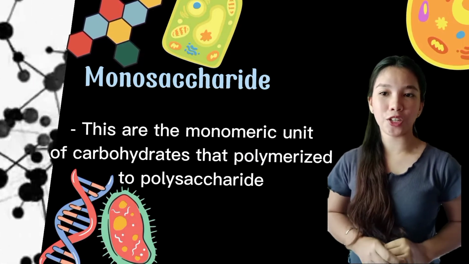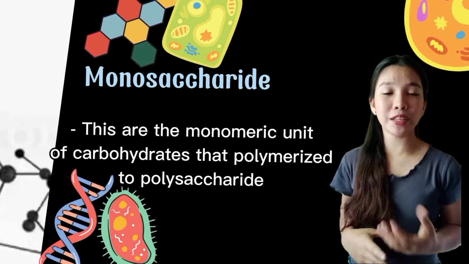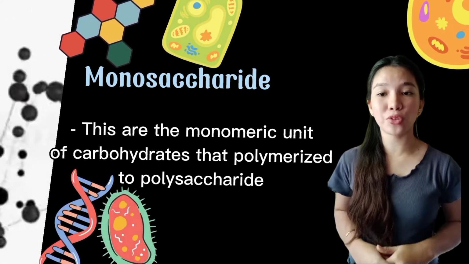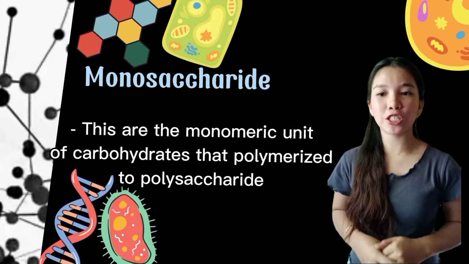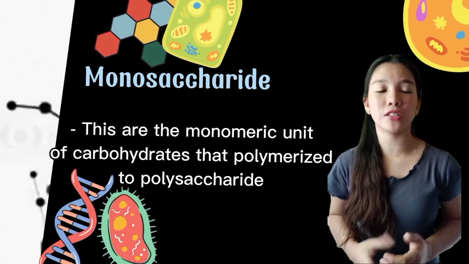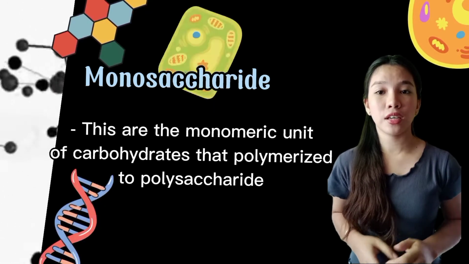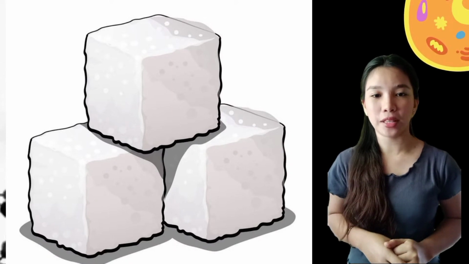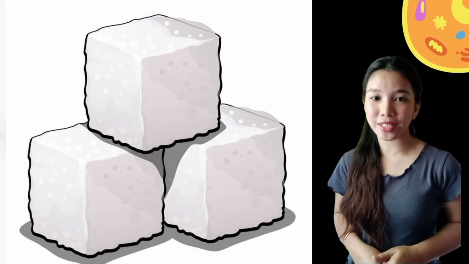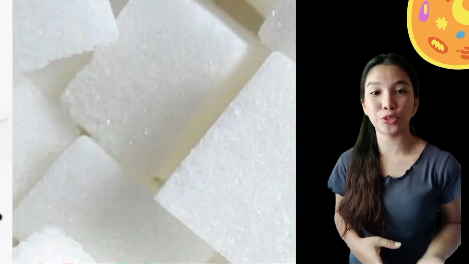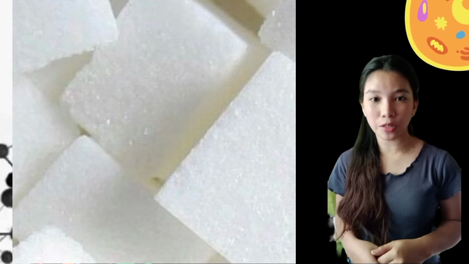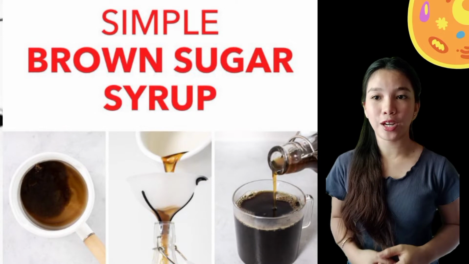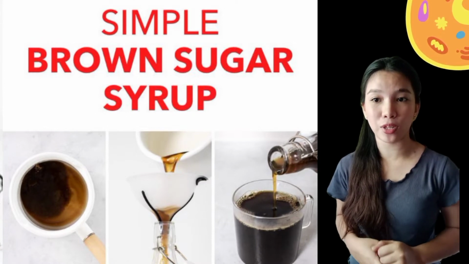Monosaccharides are the monomeric units of carbohydrates that polymerize to form a polysaccharide. Monosaccharides, also called simple sugars, are the simplest form of sugars and the most basic units of carbohydrates. They are usually colorless, water-soluble, and crystalline solids. They are also sweet tasting because sugar is the most abundant content. They can be dissolved in water and occur as syrups or liquid sugar.